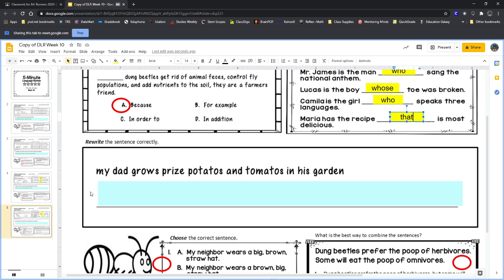Okay, let's take a look at our sentence and see if we can fix anything. My dad grows prized potatoes and tomatoes in his garden. There's a few mistakes in that sentence. Who can tell me what is one mistake that I can see that's still in that sentence? Bella?